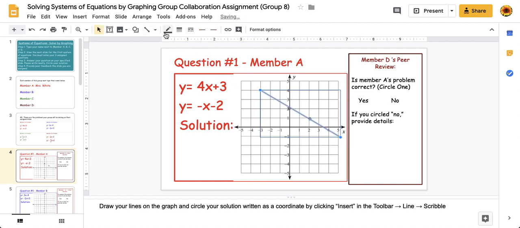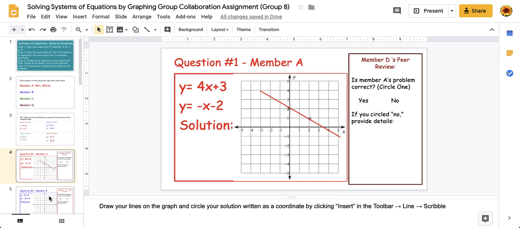There I have it. And you can change the color using these features. You can change the line width, all of that. Please try to get it as exact as possible, making it easier for you to understand your solution. Once you've graphed both lines on your graph, you're going to type or scribble your solution here. And then as you can see over here, you're also going to peer review other answers within these slides.